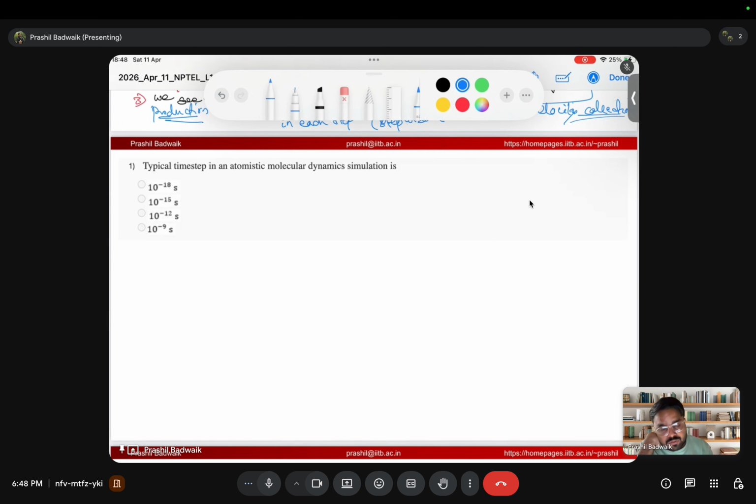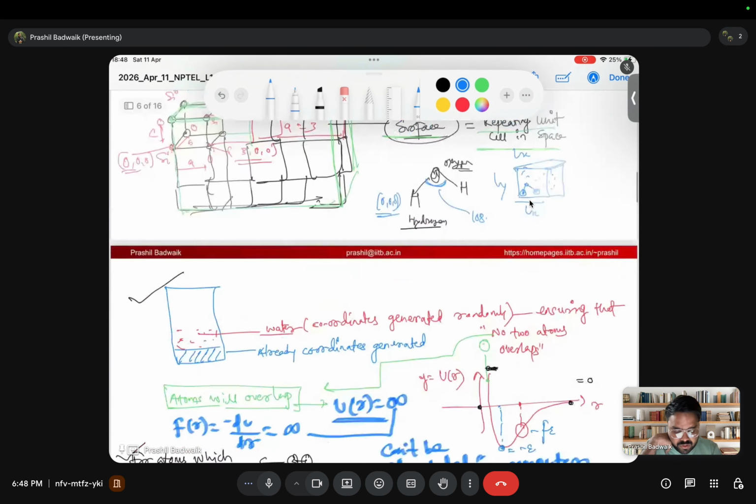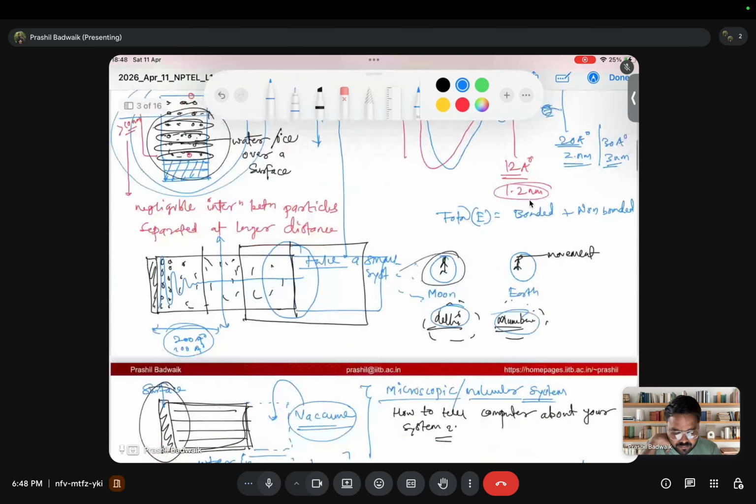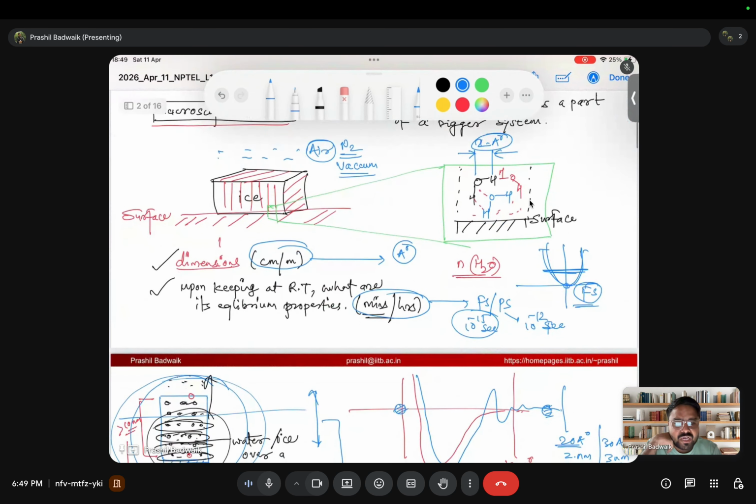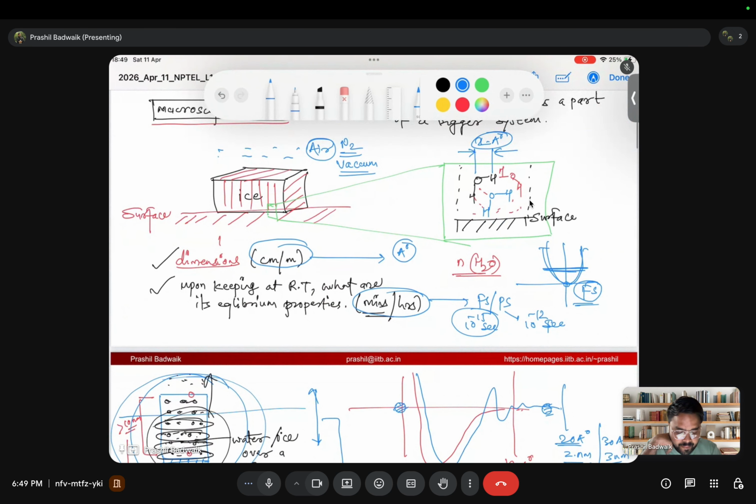Right. So here we have a question which asks you what should be the typical time step in atomistic molecular simulations, right? So you can see over here in the first part of this class we have seen, right? What should be the time step, right?